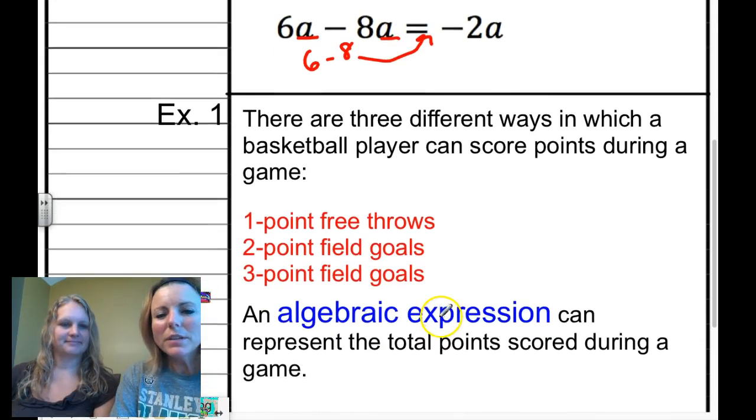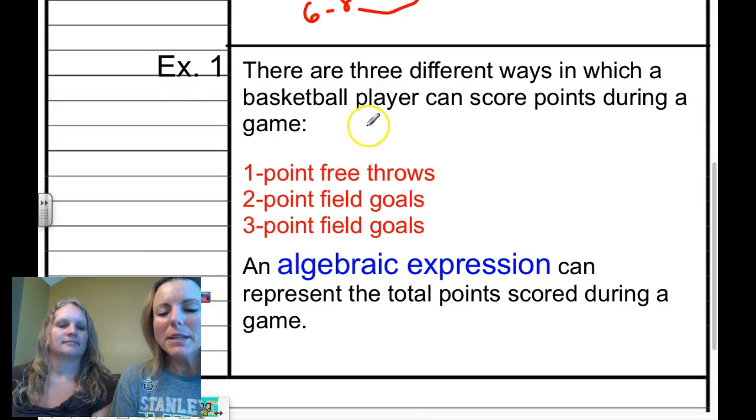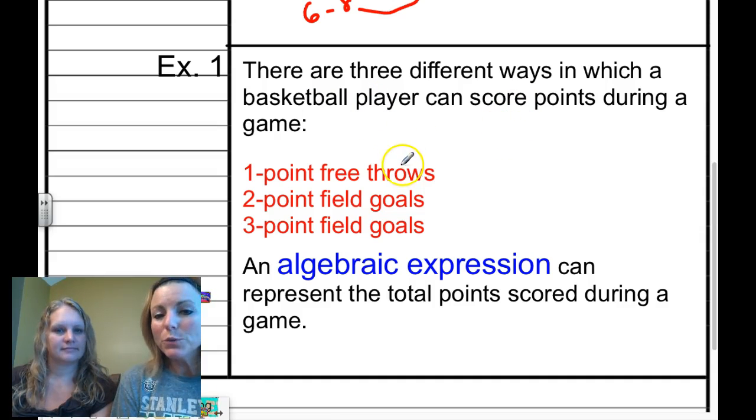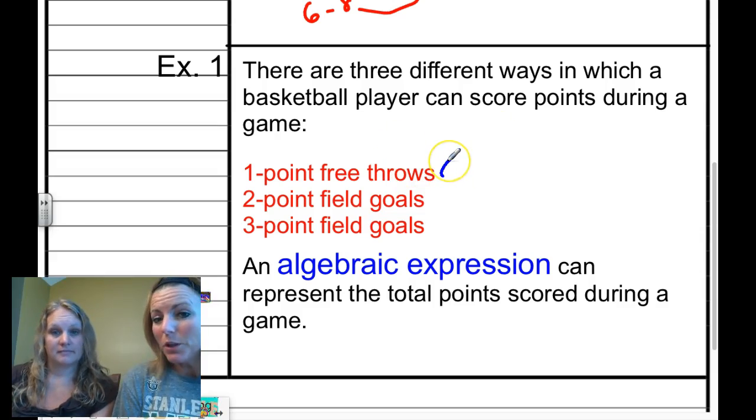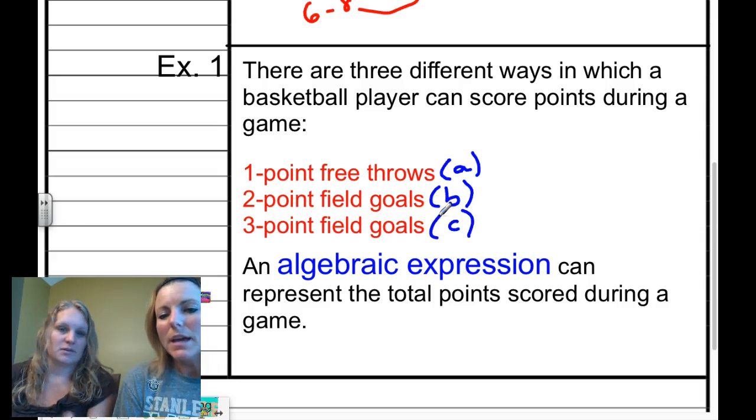Okay, so now example number 1. There are 3 different ways in which a basketball player can score points during a game. 1-point free throws, which we're going to label as variable A. Okay. 2-point field goals, we're going to label as variable B. So just a 2-pointer. And 3-point, so a 3-pointer from behind the line. Correct. Label it as C.